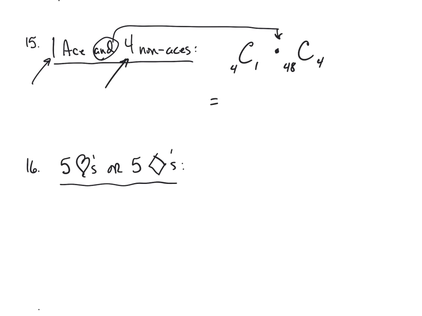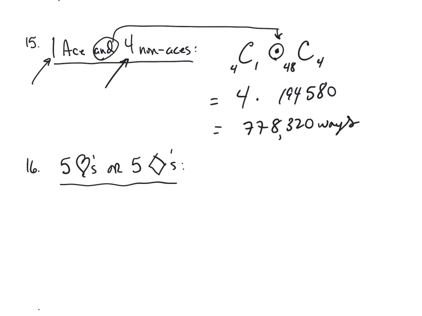4. Okay? So again, just using my calculator to punch out each of these values. Combination of 4 total objects selected 1 at a time is 4. And then the number of combinations of 48 objects selected 4 at a time is 194,580. And so when I multiply those together, remember the connecting word and tells us to multiply. When I multiply those then together, I get a total of 778,320 ways in which we could pick one ace and 4 non-aces.